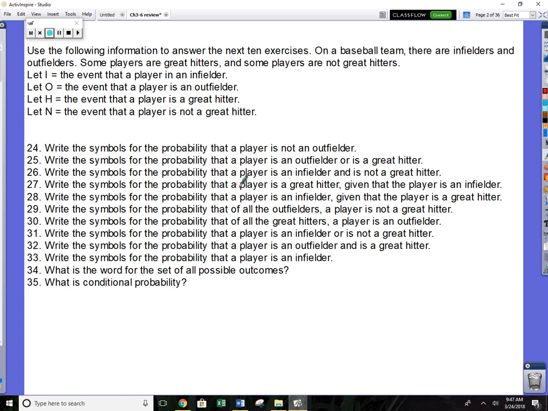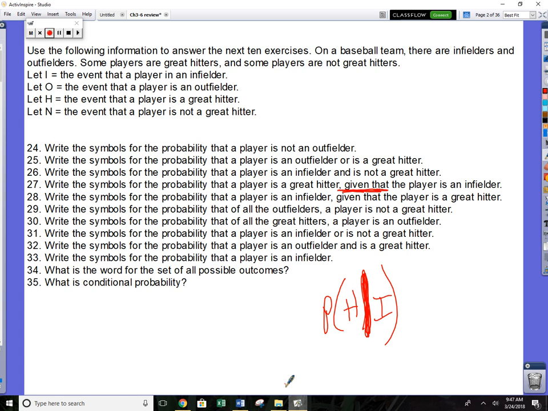Write the symbols for the probability that a player is a great hitter given that, and that's conditional, that's this vertical bar thing, given that the player is an infielder. So what are the chances he's a great hitter? That's H. Given that is this vertical bar, the player is an infielder. Okay, and so on and so forth.